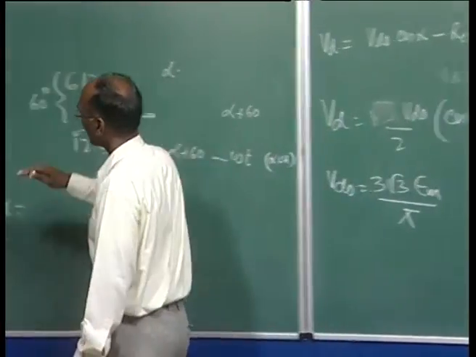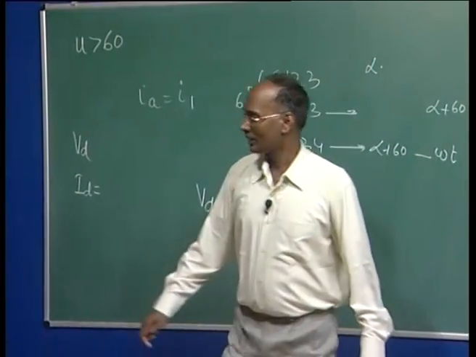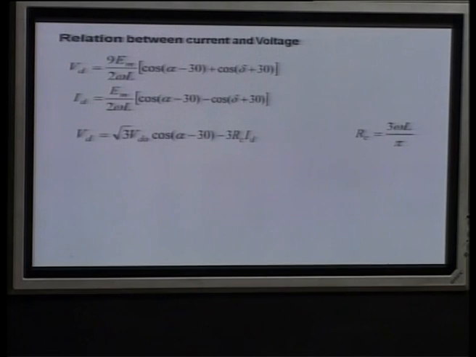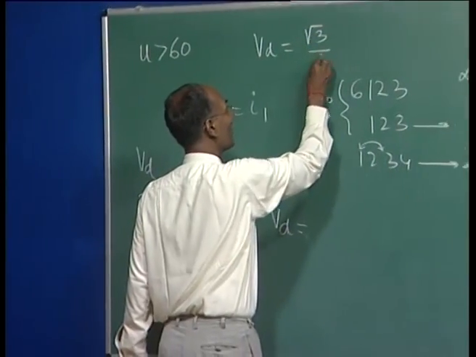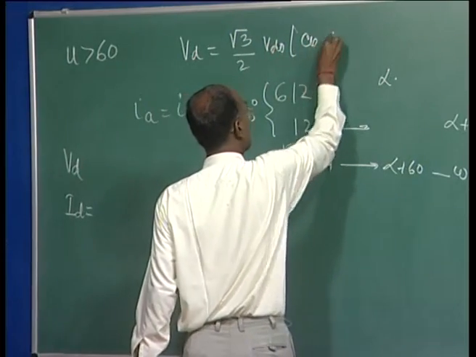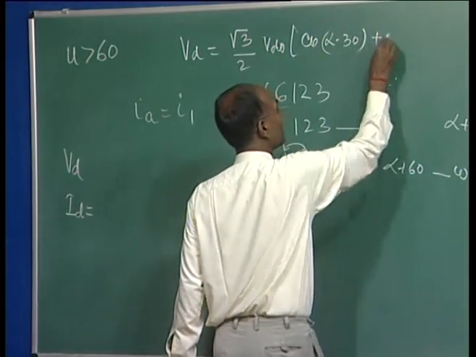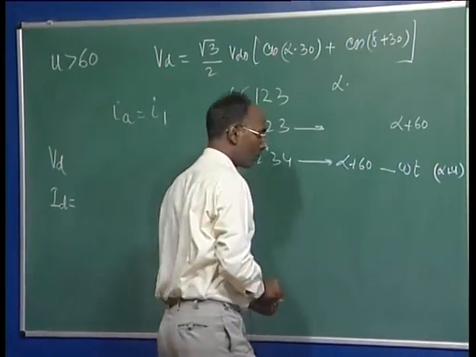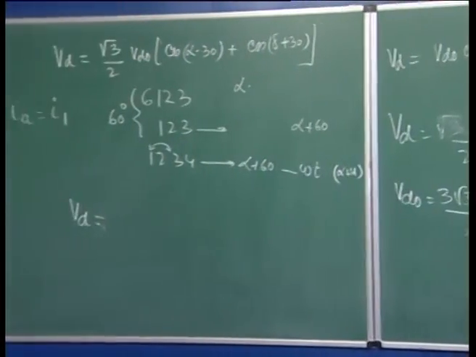So similarly here, for this case also we want to derive from this ID, and if you remember the voltage equation we derived. The VD was this expression, and I wrote at that time VD is equal to root 3 by 2 VDO, and it was cos alpha minus 30, and here plus cos delta plus 30. No doubt this delta is alpha plus u.